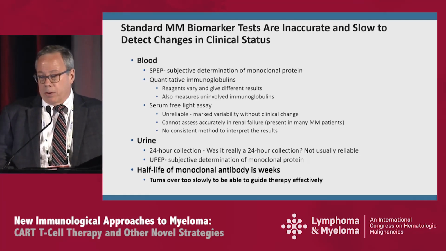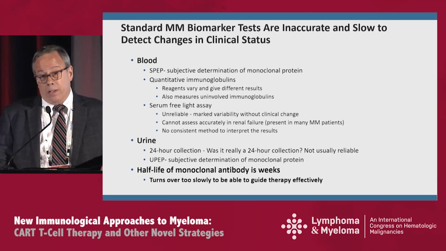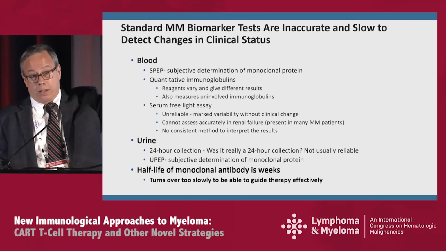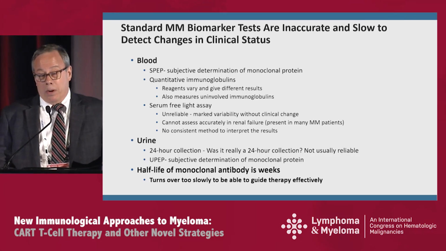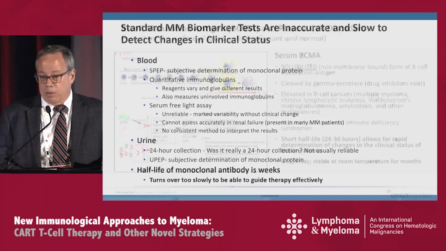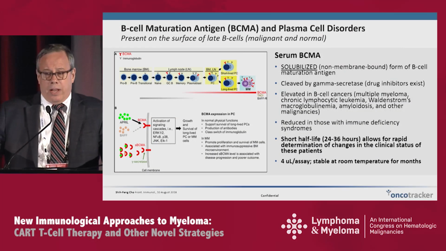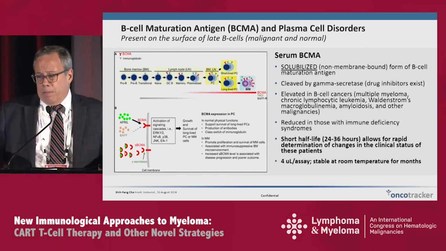The half-life of the monoclonal antibody is many weeks. It turns over very slowly. So it's as if you're looking at the light of the sun in the next galaxy instead of the light from our sun. We are getting a read on something that happened many weeks ago in the patient's myeloma clone with that marker. So we know that the B-cell maturation antigen, a late B-cell marker, we have shown is solubilized and present in the blood of patients.